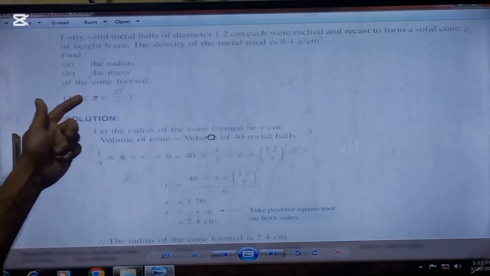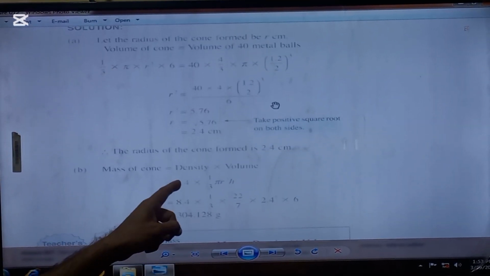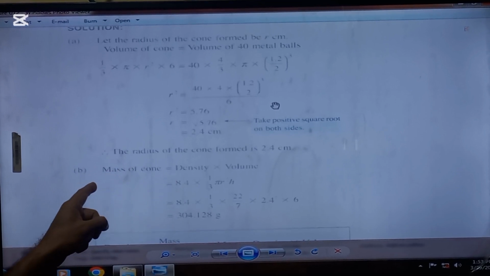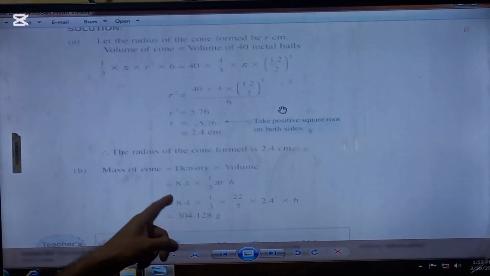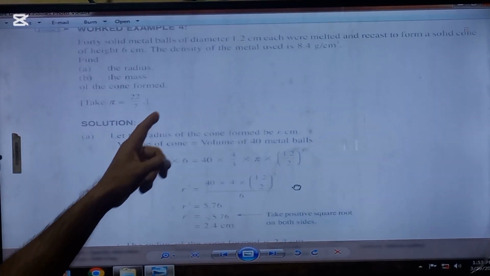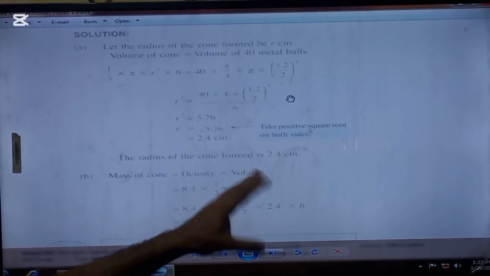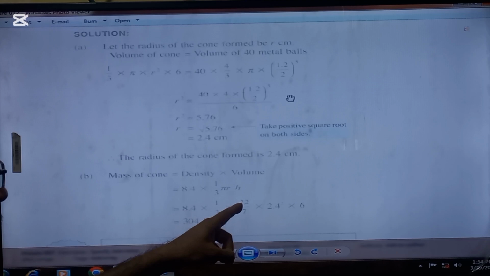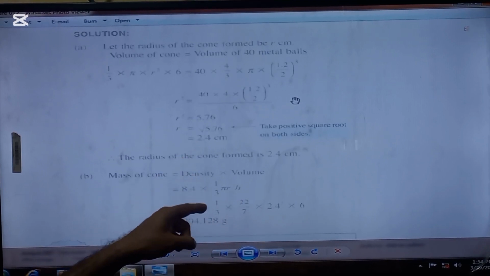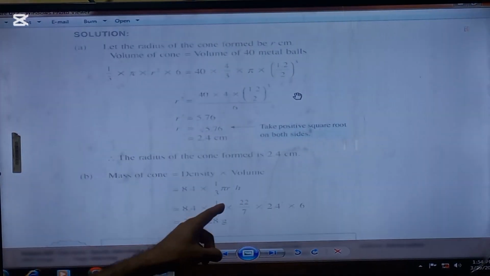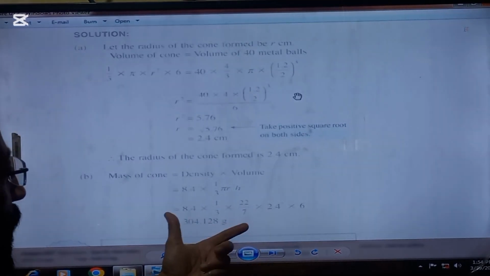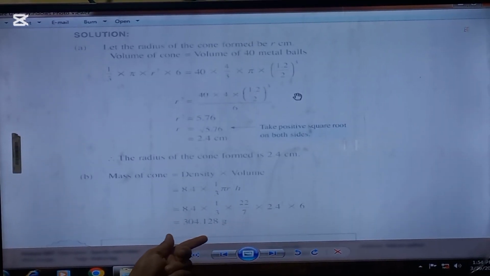Now the B part requirement is the mass of the cone. So density is equal to mass over volume, and mass will be equal to density multiplied by volume. Density is given, that is 8.4 grams per centimeter cubed. We will put this value in place of density, and the volume formula for the cone will be 1 by 3 pi r squared h. R is 2.4 and H is given, that is 6. So we will put these values into the formula and use the calculator to get the answer, that will be 304.128 grams.